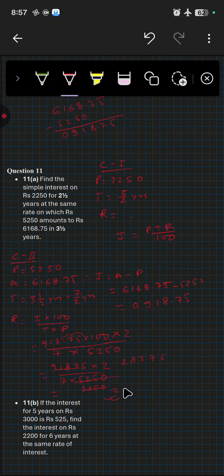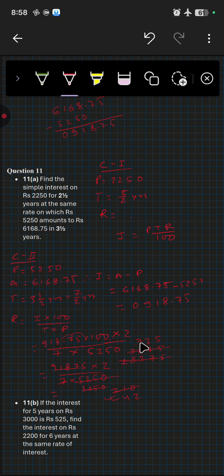5 twos are 10, 5 ones are 5, 5 zeros are 0, 5 threes are 15, 5 sixes are 30, 5 sevens are 35, 5 fives are 25. Again 5 can reduce. 5 fours are 20, 5 twos are 10, 5 sevens are 35, 5 threes are 15, 5 fives are 25.